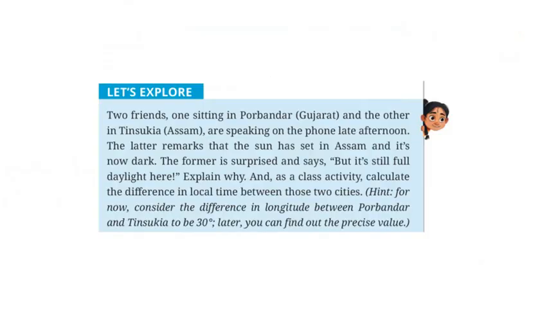Now let us look at this textbook question. Two friends, one is sitting in Porbandar, Gujarat, and another in Tinsukia, Assam. So this is Porbandar and this is your Tinsukia. They are separated. Fine. How much is the separation? You see, approximately 30 degrees is the separation. Now, this is of course the difference in the longitudes.